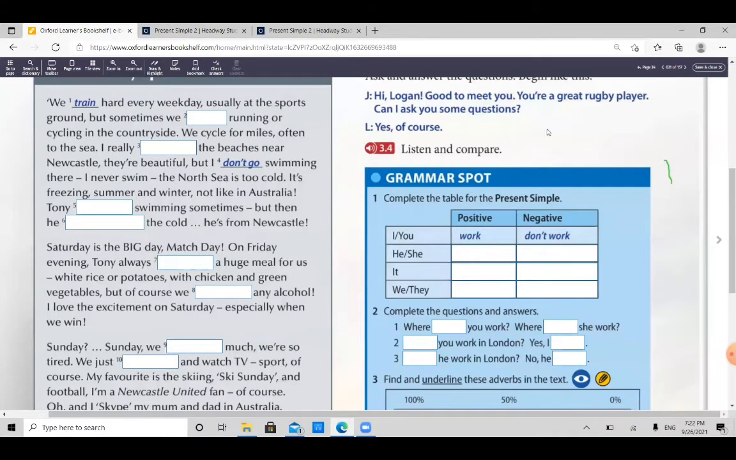Please, all of you, try to read it. I want new students to participate. Let's just give your friend some time, please. 1 minute.